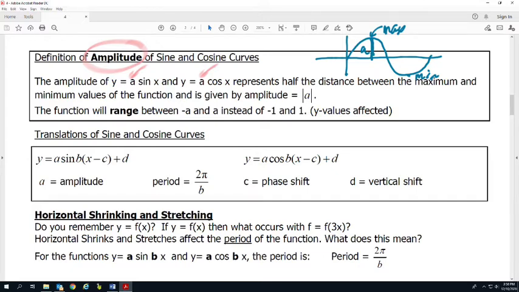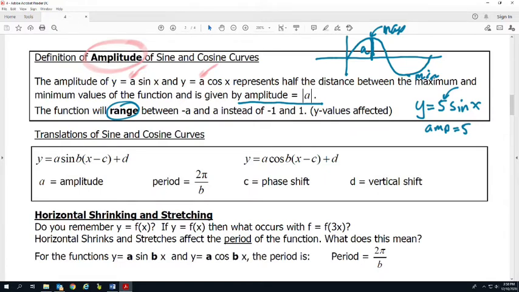Our amplitude is always given by the absolute value of A, so the amplitude will always be a positive value. The function will range between negative A and A instead of -1 and 1 if you've made that transformation. So if you've changed the parent function and made it something like y equals 5 sine x, this tells me my amplitude is equal to 5 because of this number right here. Okay, now we're going to talk about some other transformations.